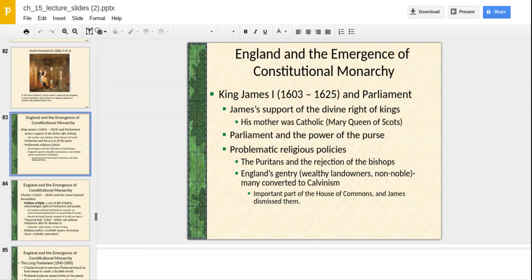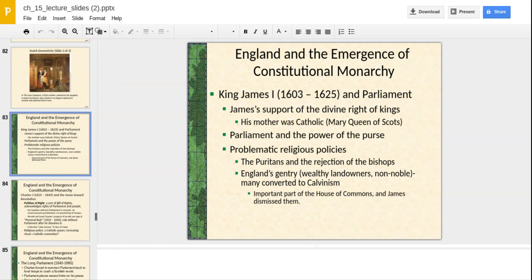All right. Now, England. England's got a bunch of issues. King James, and they start really here with King James the First, who is fighting and arguing with Parliament all the time. He supports the idea of the divine right of kings, as you can imagine. His mother was Catholic, who was Mary, Queen of Scots. But we know that, and he's following Elizabeth. That's big footsteps to follow, and that's a Protestant England that he's stepping into. Parliament has the power of the purse, so when he needs money, he has to basically ask Parliament's permission for it. He's got to call Parliament, he's got to ask them for the money, and they've got to grant it. And that doesn't really fit in with his idea of the divine right of kings.